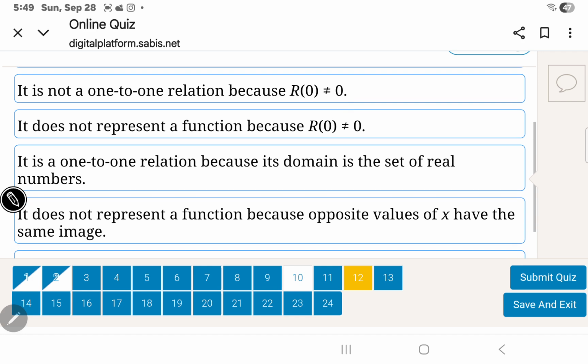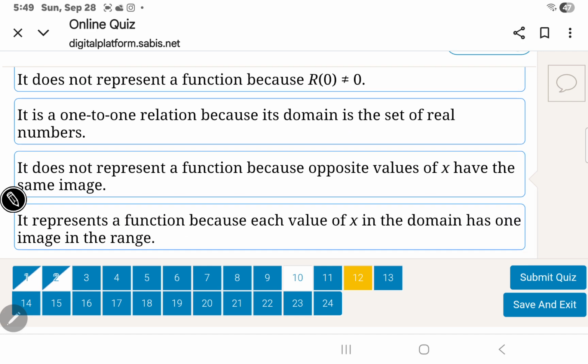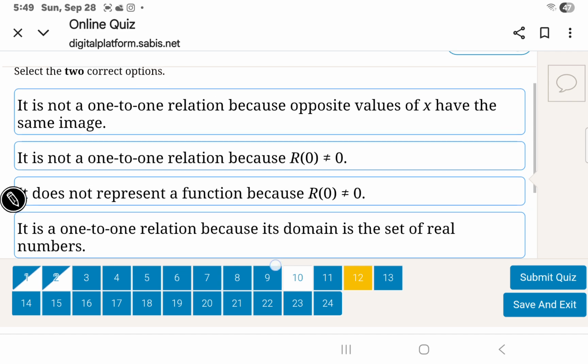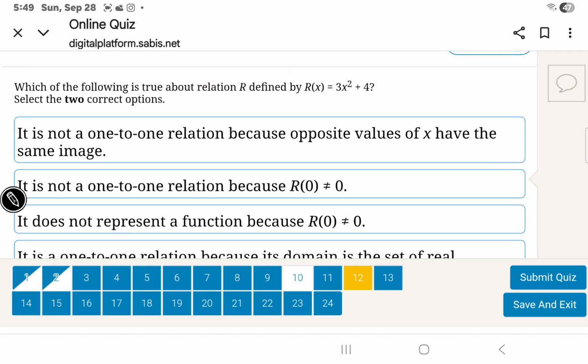Let's see other options. It is a 1-to-1 relation because the domain is the set of all real numbers. It's not 1-to-1. It's incorrect. It does not represent a function because opposite values of x have the same image. It's incorrect. It is a function. It represents a function because each value of x in the domain has one image in the range. This is also correct. So these are the 2 options you have to choose.